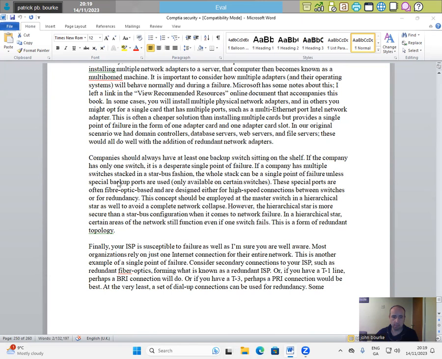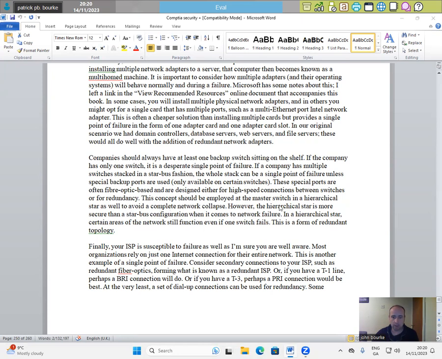If a company has multiple switches stacked in a star bus fashion, the whole stack can be a single point of failure unless special backup ports are used, only available on certain switches. These special ports are often fiber optic based and are designed either for high-speed connections between switches or for redundancy. This concept should be employed at the master switch in a hierarchical star as well to avoid a complete network collapse.